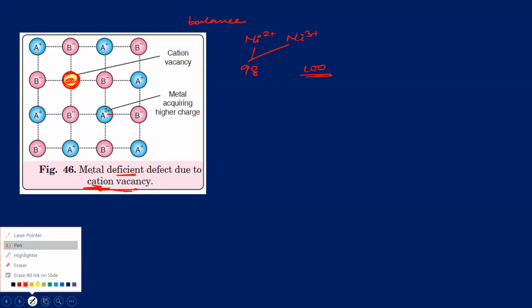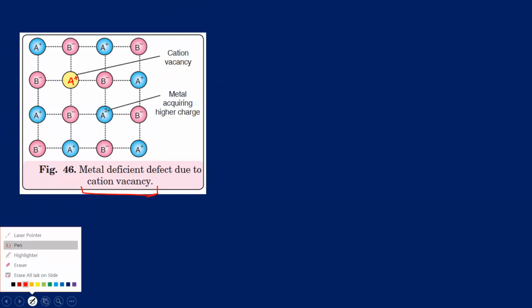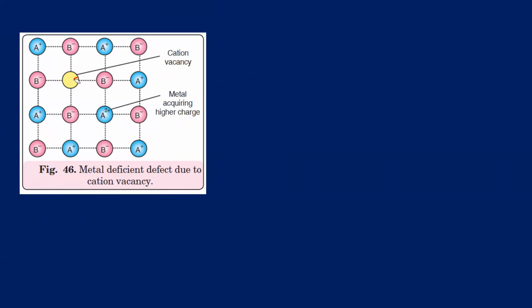Is this clear? Yes or no? Please tell me. Yes, sir. Okay, please explain it again. So can you see a cation vacancy? Yes, sir. Now, if there would be a cation here, it would be A positive. And all the other atoms will also be A positive. Now we don't have this A positive.